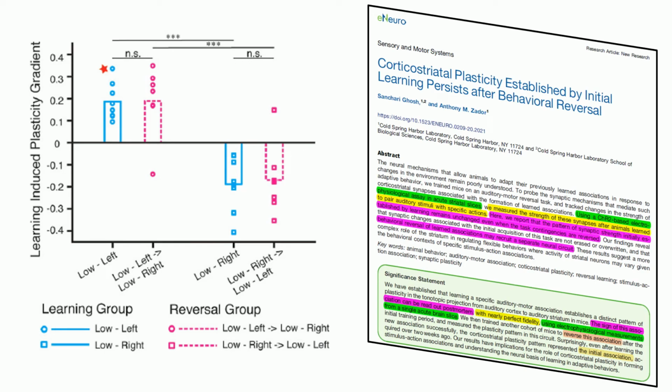But this time, they also trained another set of mice with reversal. That is, first a mouse is trained in, let's say, the low left task till it achieves a high level of performance on that task. Then the rewards are reversed so that it looks like a low right task.